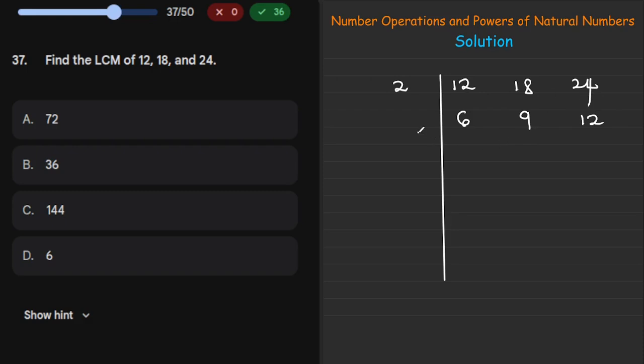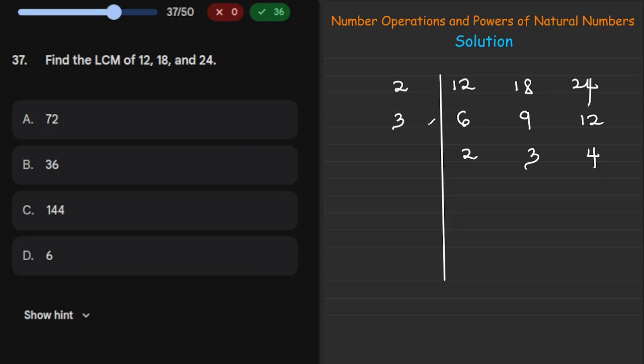What number can we continue with that divides all of them? So we have 3, which divides 6 to give us 2. It divides 9 to give us 3, and then finally divides 12 to give us 4. Is there any number that can divide all of them? No. So with that, assuming we were to look for the highest common factor, we'll just end here and say it is 2 times 3.